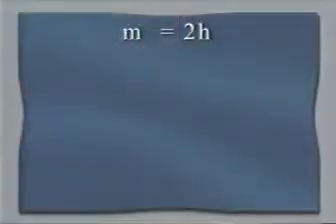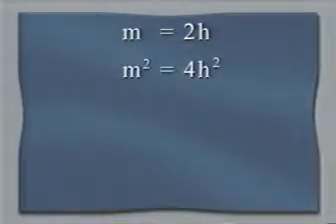Next, he showed that m squared must be an even number because it is equal to 2 times the square of n, and n is a counting number, and 2 times any counting number is even. So m must be even and can be written as 2 times h, where h is some counting number. If we square m, we get m squared, and of course that must be equal to 2h times 2h, which is 4h squared.